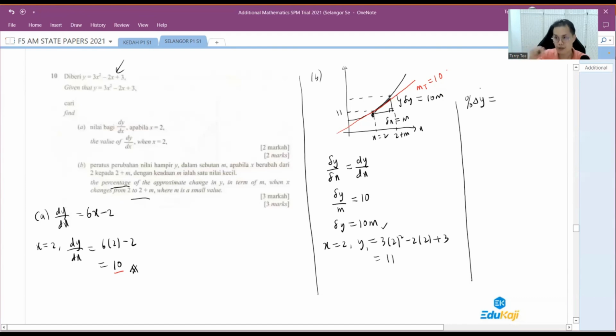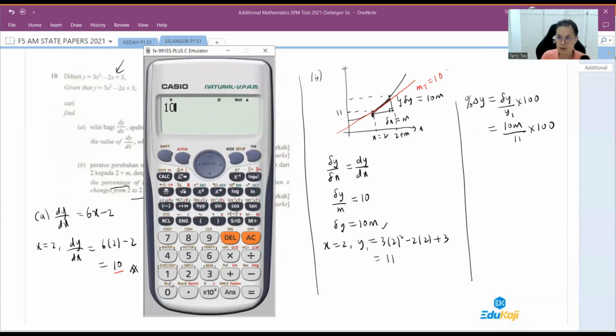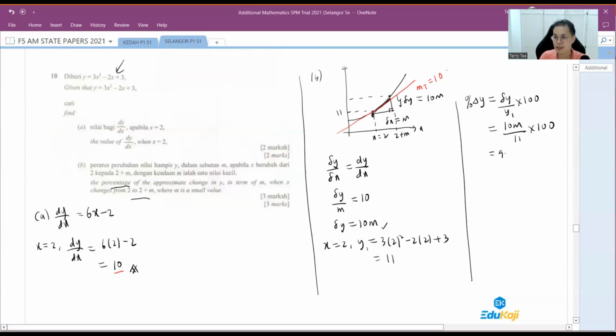You can just write the words percentage of change. We must take delta y divided by the initial value of y. You can write this as yi. Yi means initial value. Divided by yi times 100. So this is 10 m divided by 11 times 100, not the nicest value, right? So we take 10 divided by 11 times 100, you get 90.91, right? So we have to write in terms of m, 90.91 m. Yeah, so that's your percentage. We can put a percentage symbol over here, right?